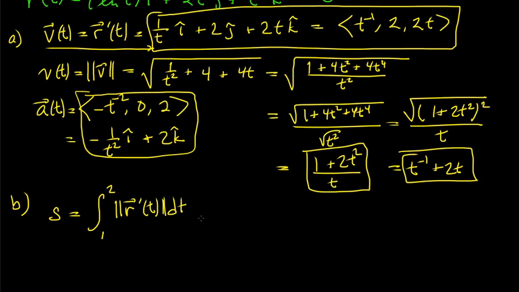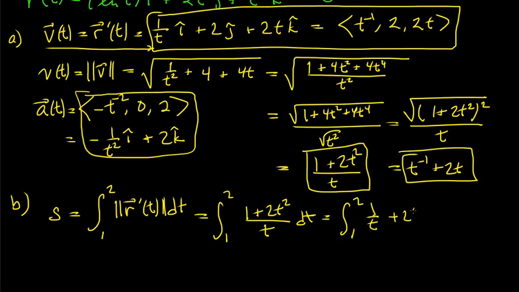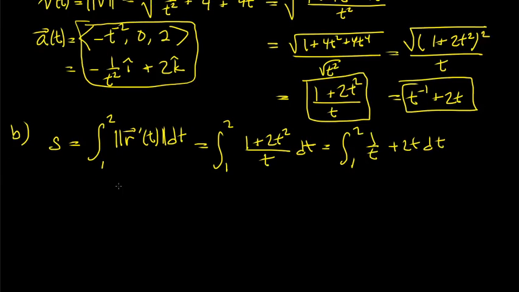And you recognize that as the speed. So we already calculated the speed in part A. Here it is. So we just have to integrate from 1 to 2, (1 + 2t²)/t. And it might be more helpful to write it the second way, right? So 1/t + 2t. So integrating that, I think we're all comfortable with that.